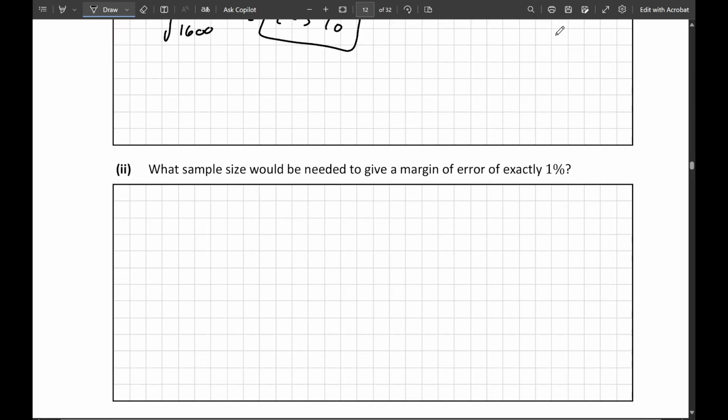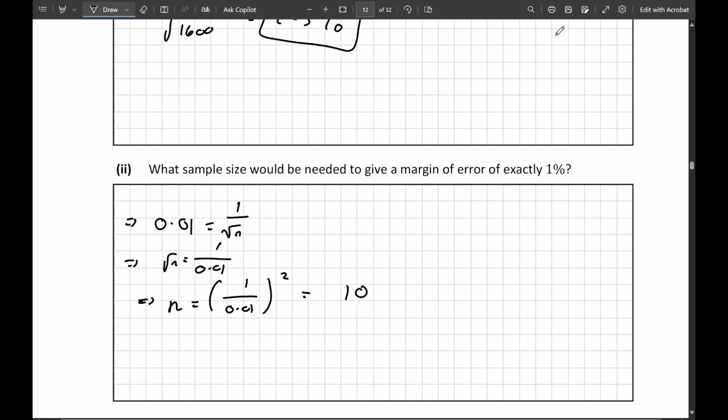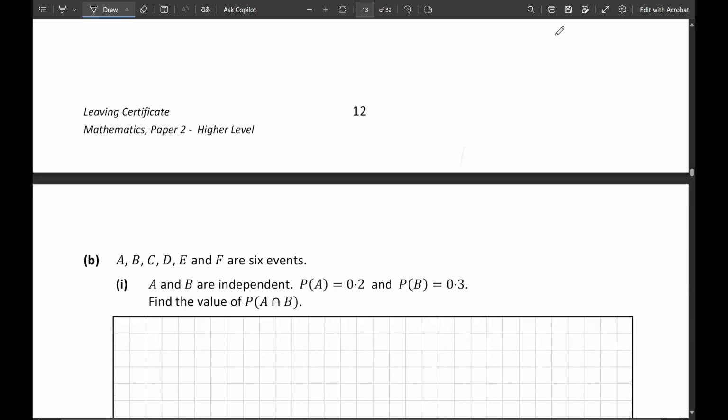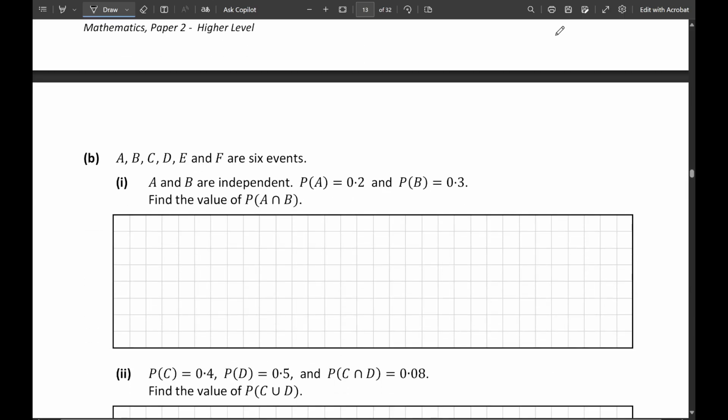What sample size do you need to give a margin of error of exactly 1%? So 0.01 is just 1 over the square root of n. So root n is 1 over 0.01. So if I square both sides, 1 over 0.01 squared is 10,000. Brill.